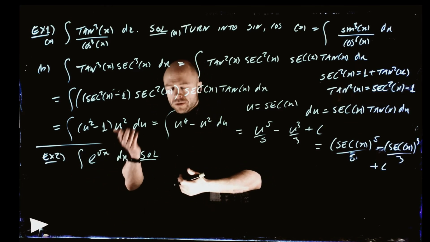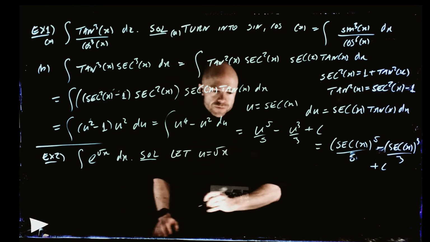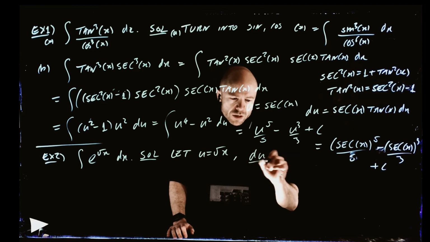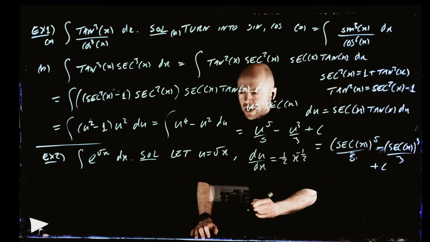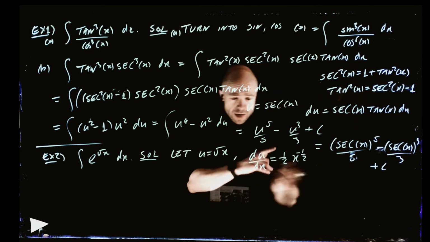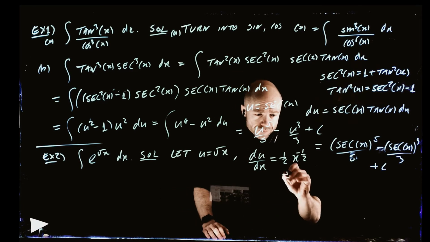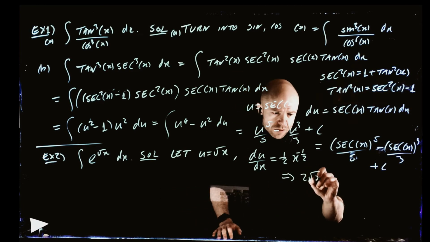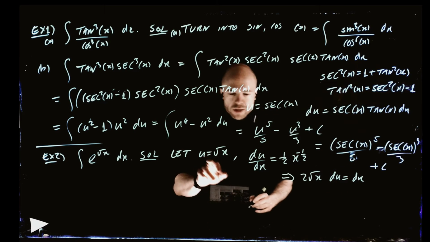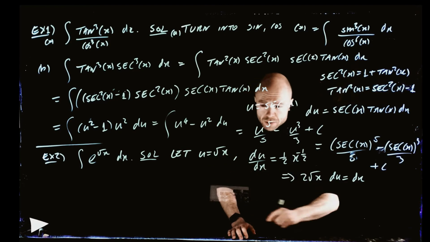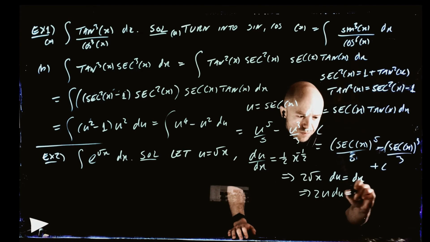Just see what happens if we let u be square root of x. So if we do that, what happens? Then we have du by dx is 1 over 2 x to the minus 1 over 2. Yeah? So we're going to have to turn stuff. We have to find the dx to replace this dx, right? So then this thing implies that 2 square root of x du is equal to dx, but this is actually u itself, right? So this is 2u du equals dx.